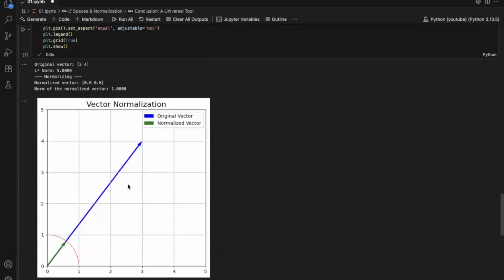The original vector is plotted in blue, while the normalized vector is plotted in green. It is visually evident that both vectors share the same direction, but the normalized vector's terminus lies precisely on the unit circle, confirming its magnitude is 1.